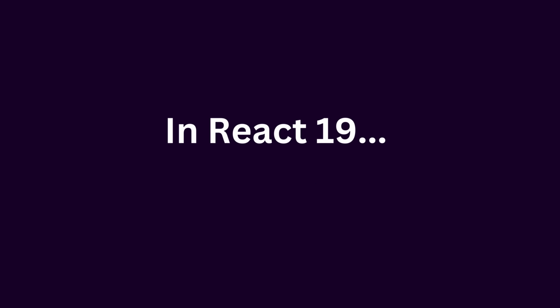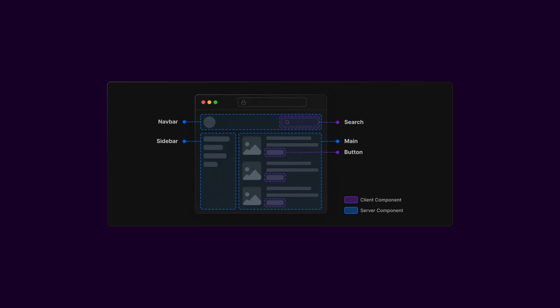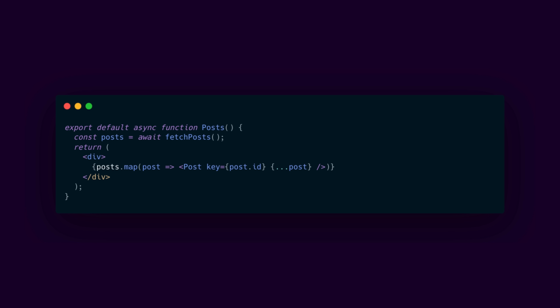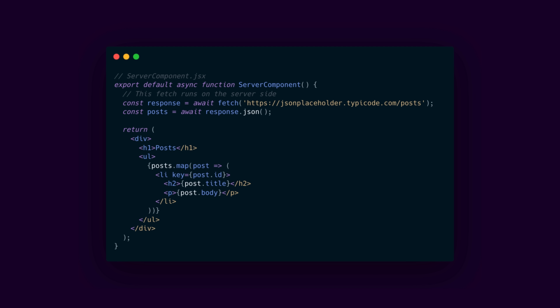Let's start with server components. In React 19, frameworks like Next.js use server components by default. This means that you can mark a component as async and fetch data right in your component without the need of a useEffect. The server does all of the heavy lifting and sends pre-rendered markup to the client.